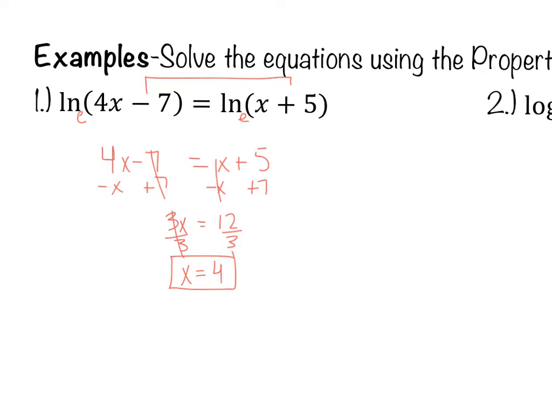So what you're going to do is take your answer and plug it back into both logs, just making sure that whatever's in here is not a negative number. So if I plug 4 into here, 4 times 4 is 16, minus 7, okay, positive number, I don't have to worry about it. 4 in here, 4 plus 5 is 9, positive number. So that means that this solution checks out. But don't forget to check your answers.